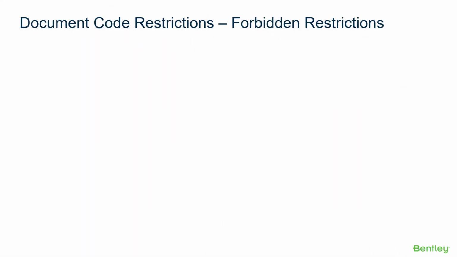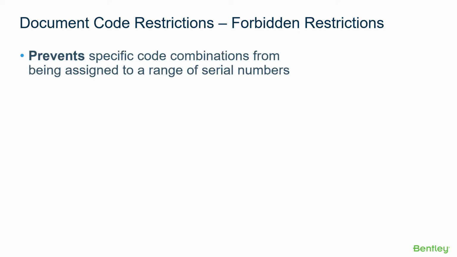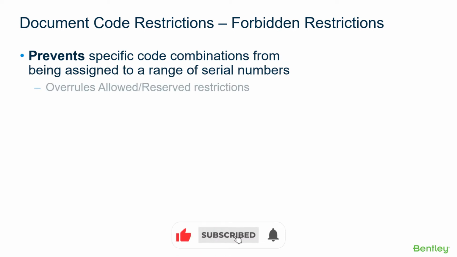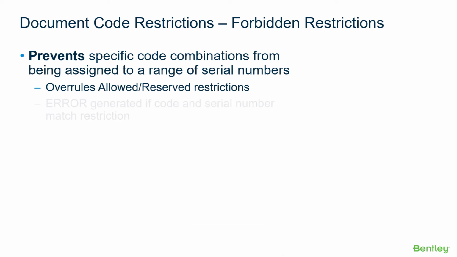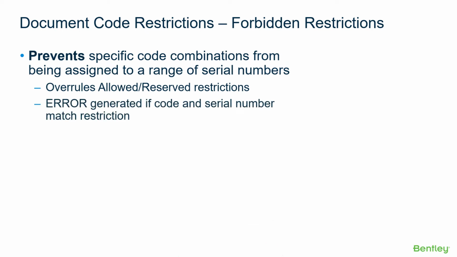Now let's look at forbidden restrictions. Forbidden restrictions prevent specific code combinations from being assigned to a range of serial numbers. This overrules allowed and reserved restrictions. An error is generated if a code is entered and the serial number matches the restriction. Earlier, we mentioned that the allowed will generate an error if the code combination did not match.